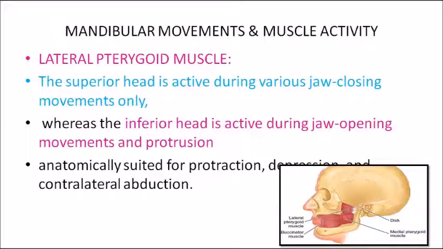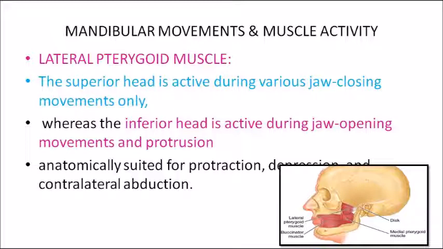Now let's see which muscles are involved in the mandibular movements and which muscle is involved in which kind of movement. First we will see the lateral pterygoid muscle. The lateral pterygoid muscle has a superior head as well as an inferior head. The superior head is active during jaw closing movements. So please remember, the superior head is active during jaw closing movements, whereas your inferior head of the lateral pterygoid is active during jaw opening movements and protrusion.